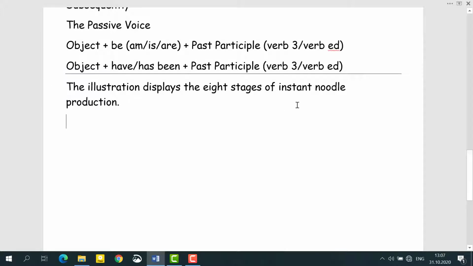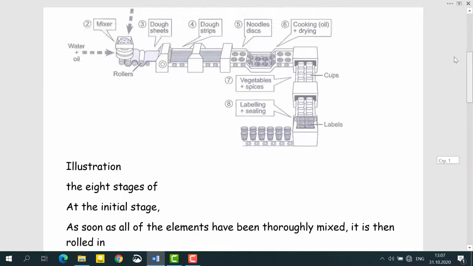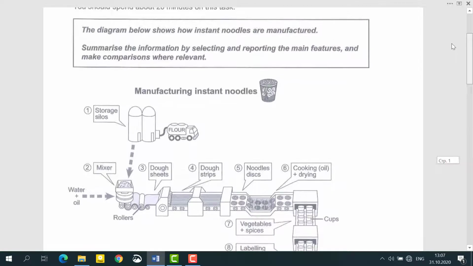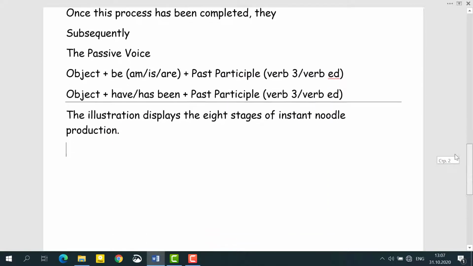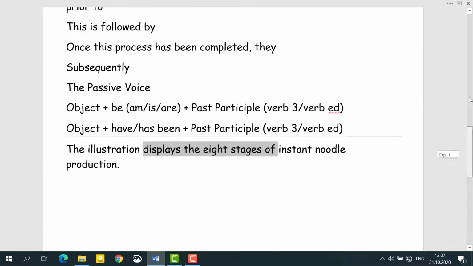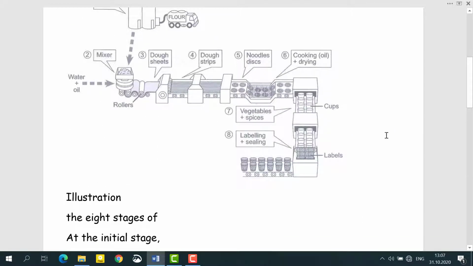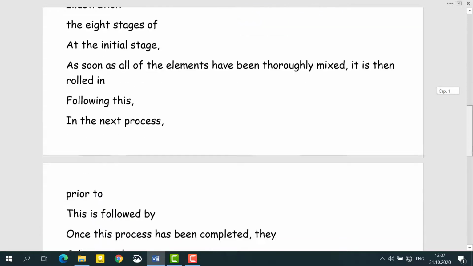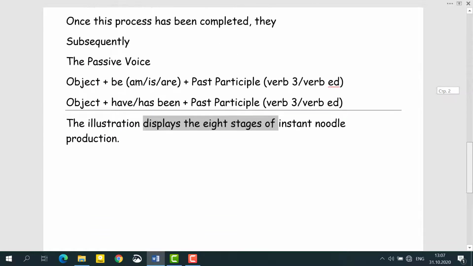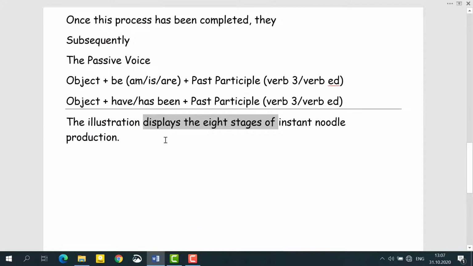Okay, so instead of writing the diagram, I have paraphrased and I've written the illustration. Next, displays, which basically means shows the 8 stages of, because here we've got 8 stages. So the 8 stages, because we know what kind of stages we're talking about, of instant noodle production. Okay, so this is our introduction. Now let's just focus on the body paragraph.